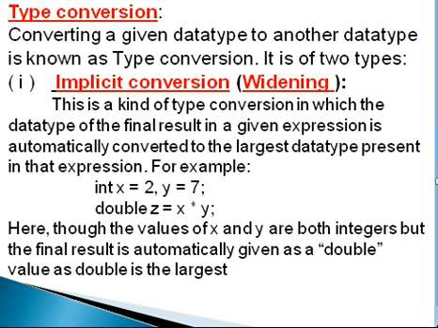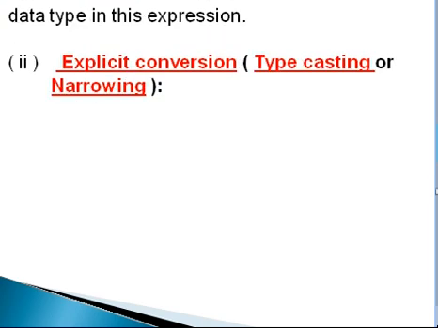The result of the calculation on the integer data type is automatically converted into the double data type, which is of larger storage capacity. So here, though the values of x and y are both integers, the final result is automatically given as a double value, as double is the largest, and hence the data type is converted in this expression. The second type of conversion is explicit conversion, which is also called typecasting or narrowing.